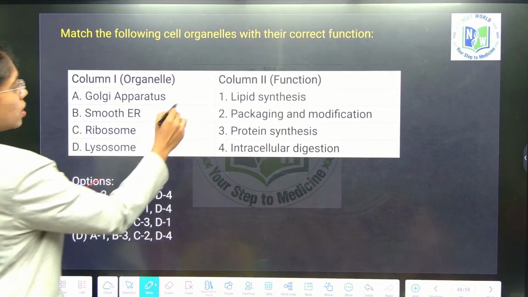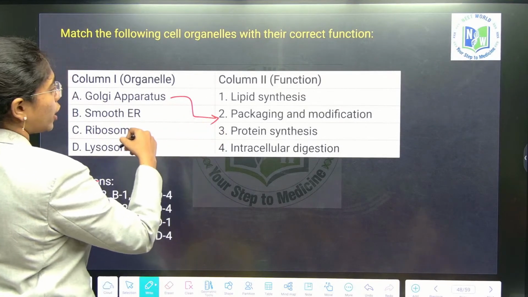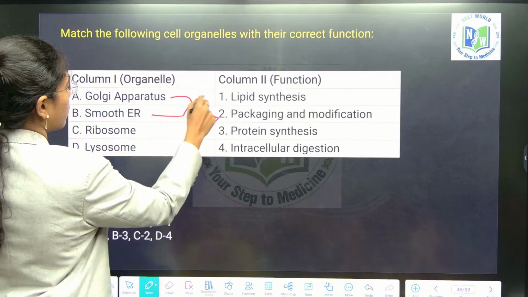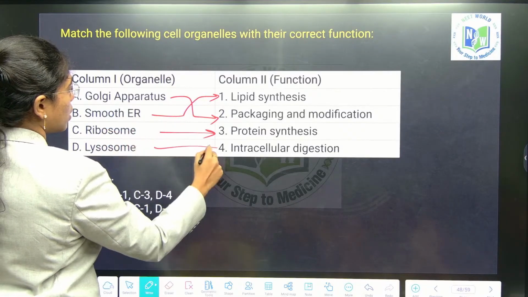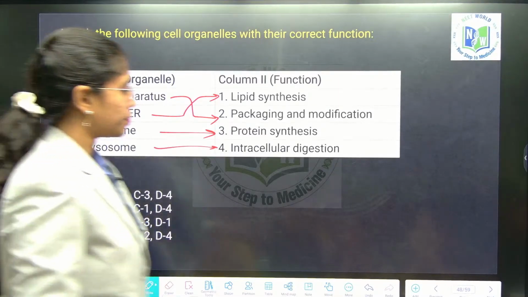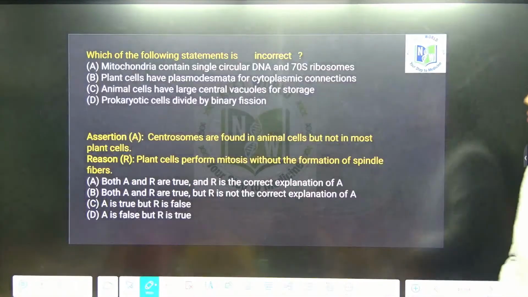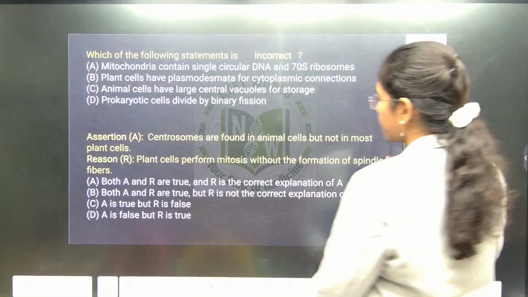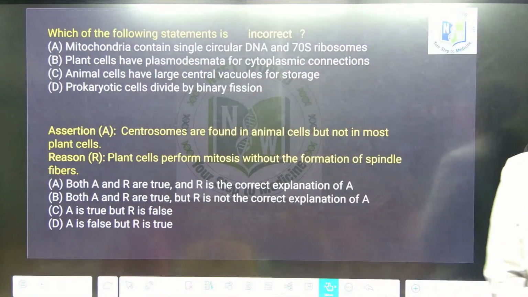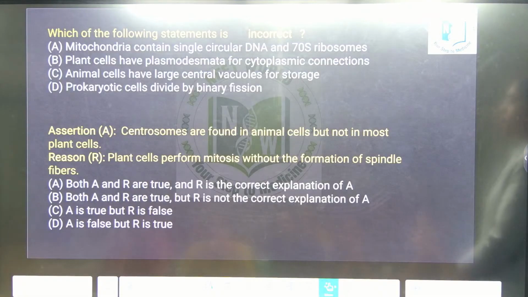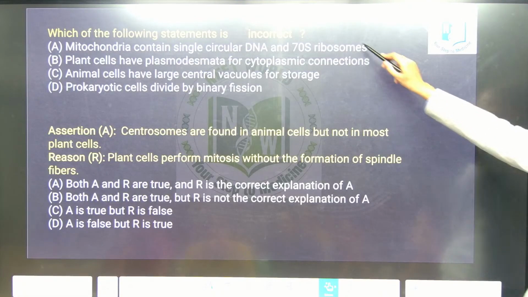Golgi bodies, smooth endoplasmic reticulum, ribosomes, lysosomes. First question.